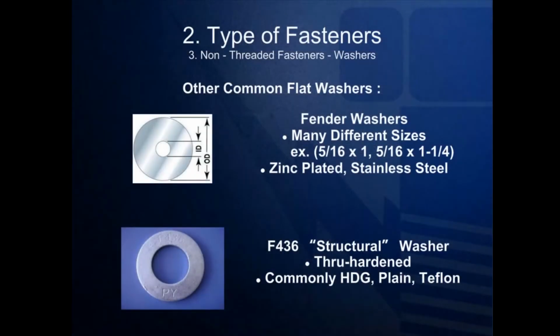Although the USS pattern is probably the most common pattern of flat washer, fender washers and F436 structural washers are fairly common as well. Fender washers differ from other washers in that the outside diameter is even larger and is actually stated at time of order. For example, you would be able to order a 5/16 by 1 fender washer and also a 5/16 by 1.25 inch, where 5/16 reflects the nominal ID and 1.25 inch is its outside diameter.